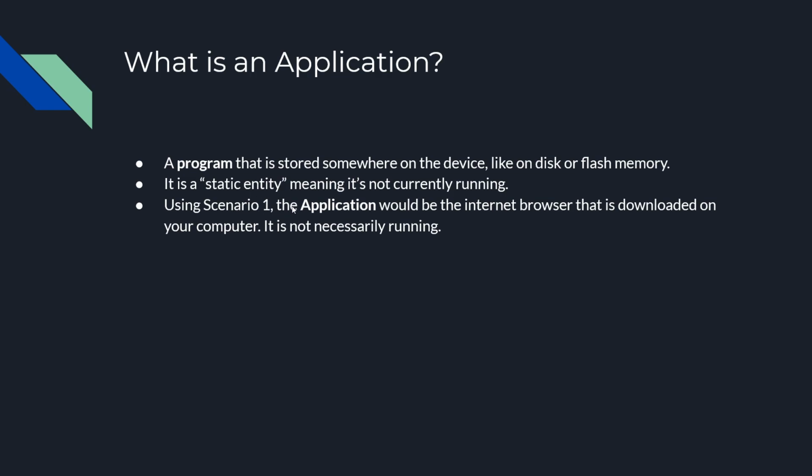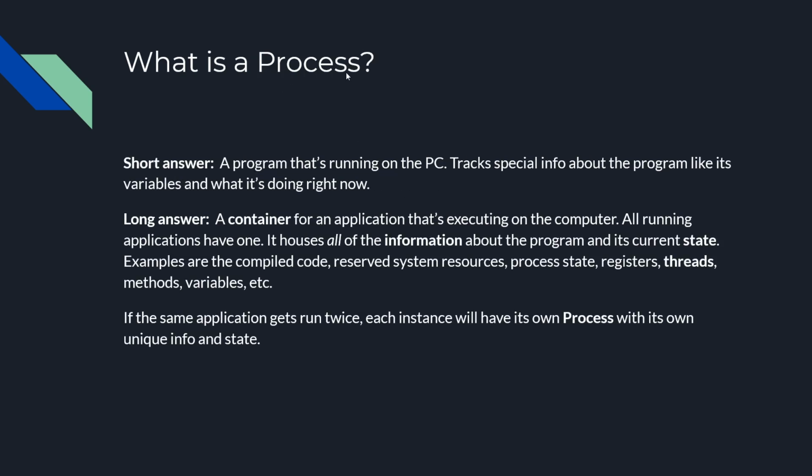In scenario 1, the application would be your internet browser. For me, it's just Firefox. It's the files of Firefox, not necessarily running. When I run it, it becomes a process. I did kind of explain processes already. The short answer of what is a process, it's just a program running on your computer. It's Firefox. It tracks some special info and stuff like your variables and what's going on right now. Like if you're in a loop, it would track what number of loops you've done so far.